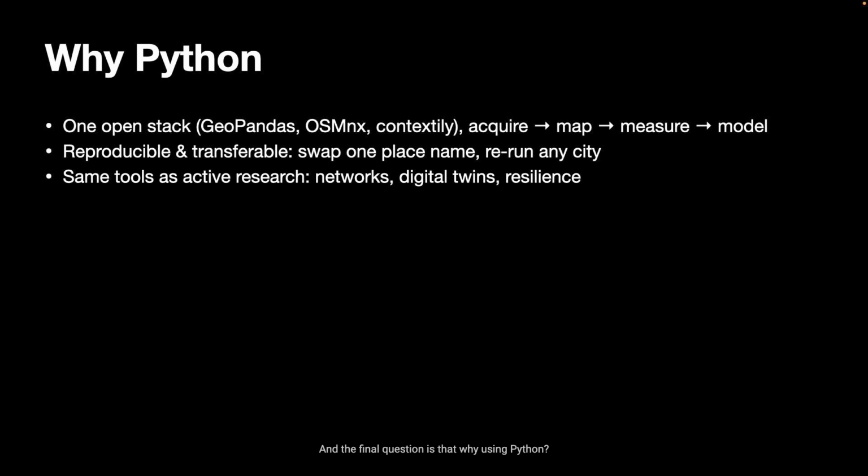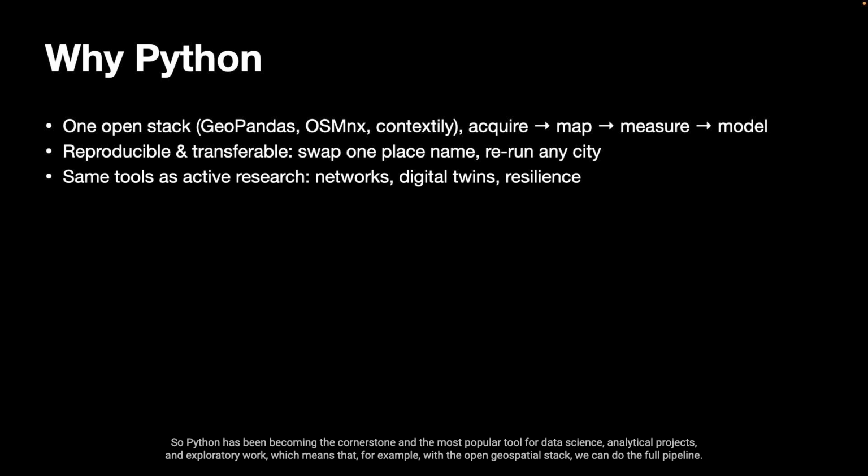And the final question is, why use Python? There are so many programming languages out there. So Python has been becoming the cornerstone and the most popular tool for data science, analytical projects, and exploratory work, which means that, for example, with the Open Geospatial stack, we can do the full pipeline. We can acquire the data, clean and pre-process the data. We can build intermediate maps and visualizations. We can do measurements, do modeling, and even create final maps and even dashboards, all in Python.